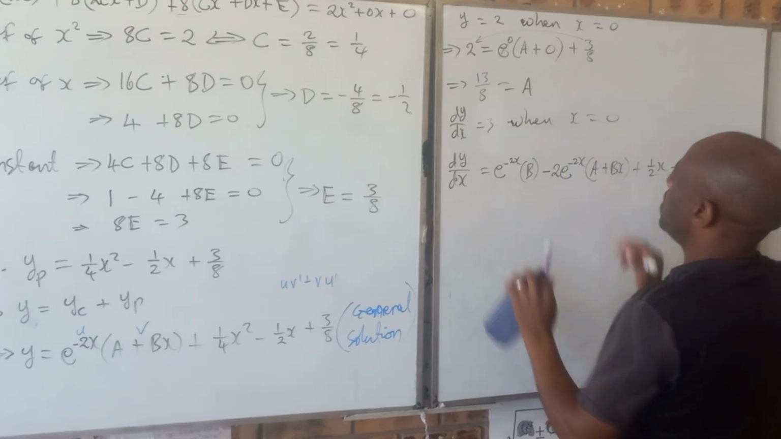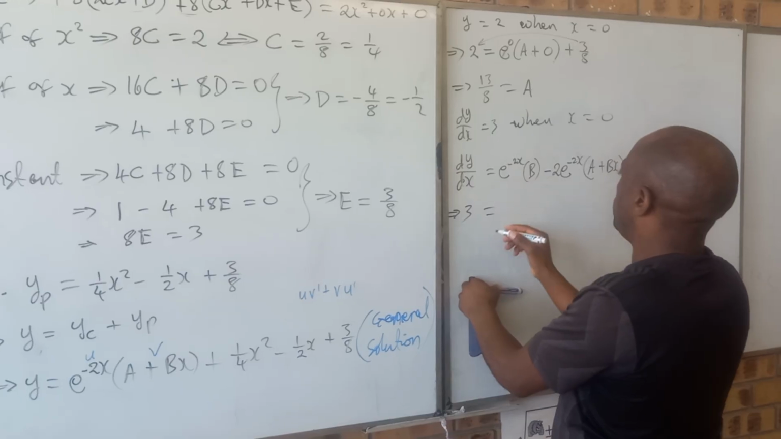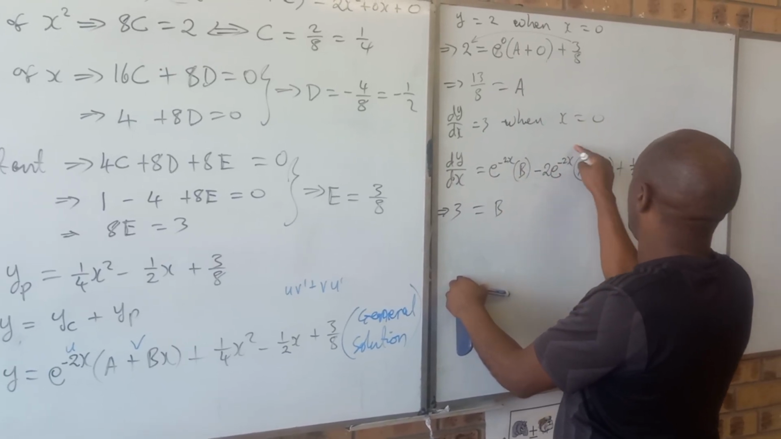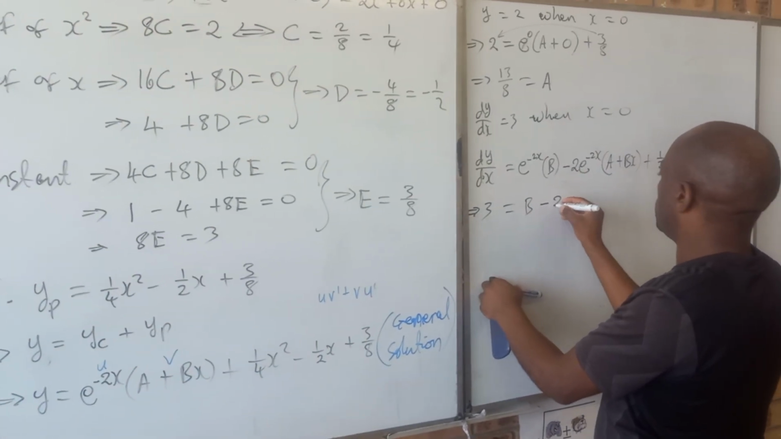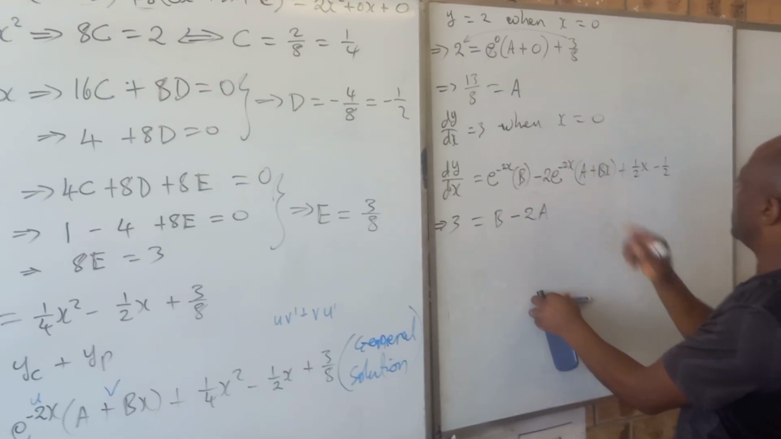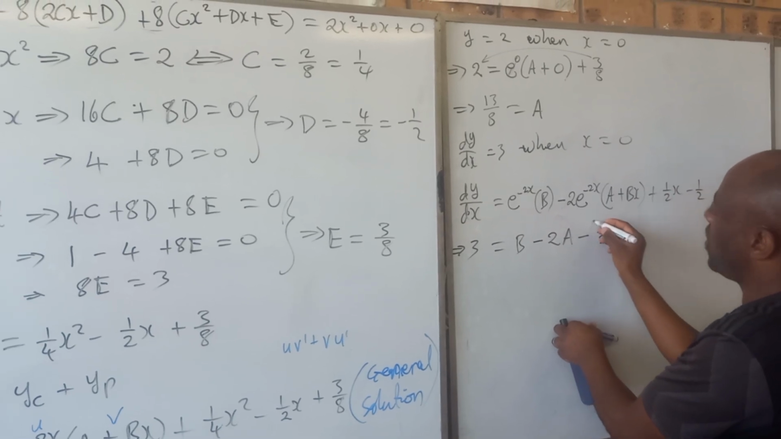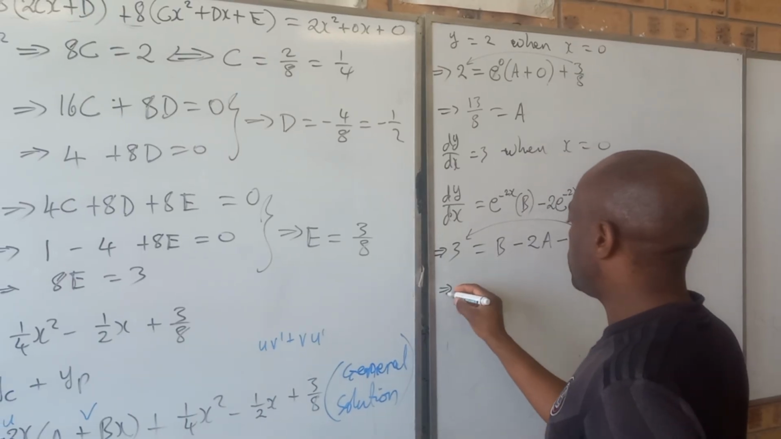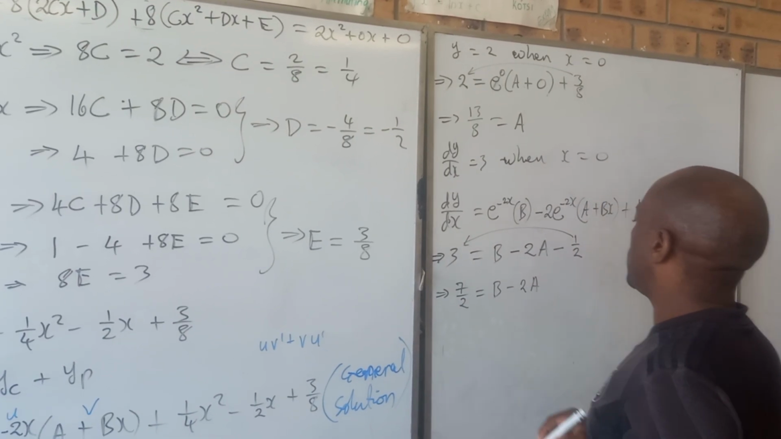Then now I can replace. So if I'm replacing, the first derivative is 3, e to the power 0 is 1, so the first term here is B, e to the power 0 is 1 times negative 2, so we get negative 2A, because here will be 0, here will be 1, so I have negative 2A, 0, and there is negative a half. So a half crosses to make 3. 3 plus a half is 3 and a half, which is 7 over 2, is equal to B minus 2A.